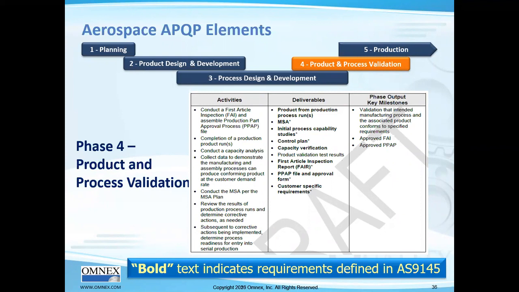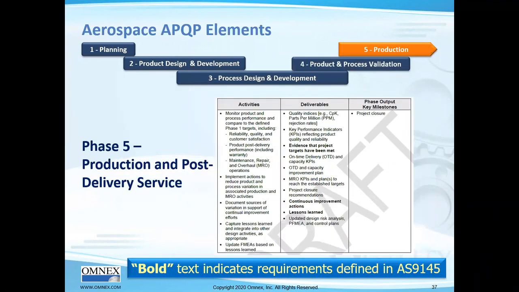And also, you notice how one of the deliverables is your first article inspection report, which is your AS9100. So this does not take away your AS9100. It's actually one of the deliverables that you have to do anyway. And since you're already doing it, you just get to include it. And then, of course, you turn it over to production. Okay. You also notice how one of the deliverables is continuous improvement actions and lessons learned, which ties directly to clause 10 for continual improvement.